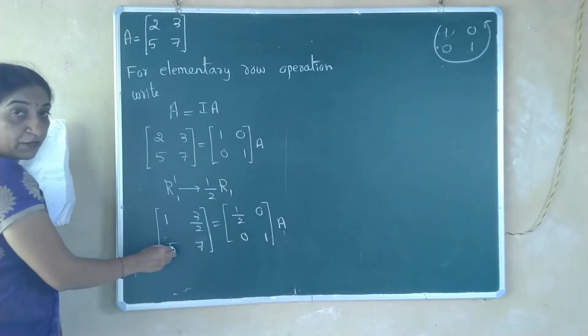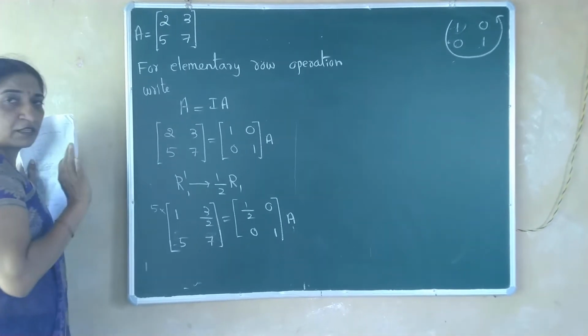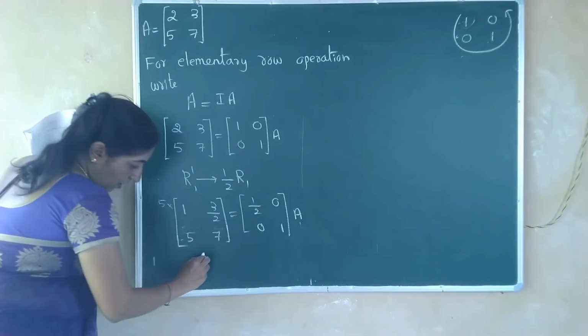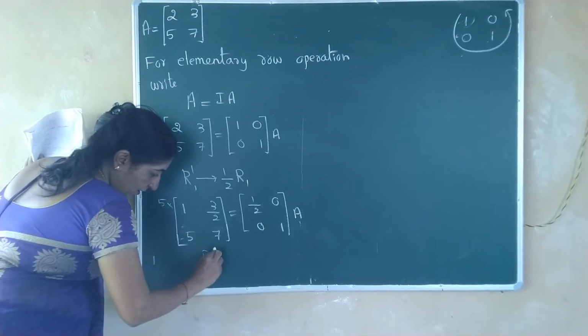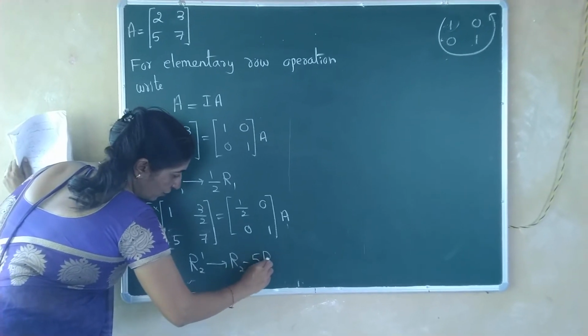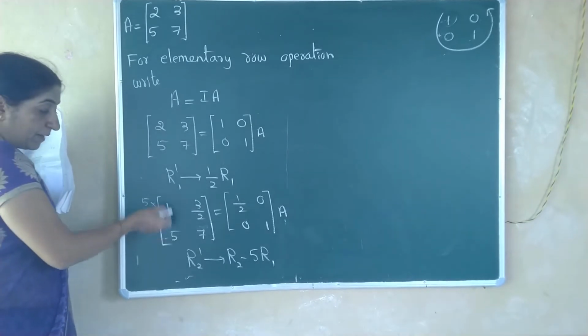Now we have to make 5 as a 0. The same number is multiplied. Just note down this: the same number is multiplied and just go for the subtraction. 5 is present in the second row. So R2 minus 5 into R1. Whatever is the number, which number you are converting, multiply by the same number.